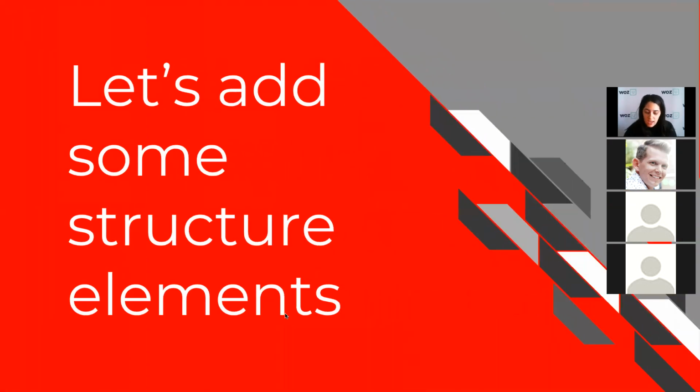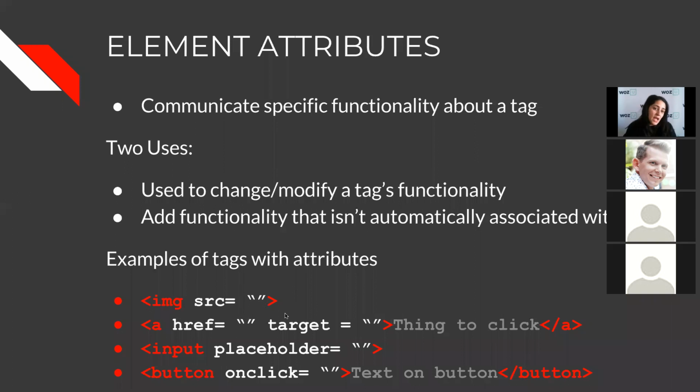So let's go ahead and talk about element attributes. Element attributes communicate specific functionality about a tag. There are 2 uses for element attributes. They're used to change and modify a tag's functionality, and they add functionality that isn't automatic. Essentially, some elements, well, all of them technically could have an attribute, but what they do is add different functionality to these elements.